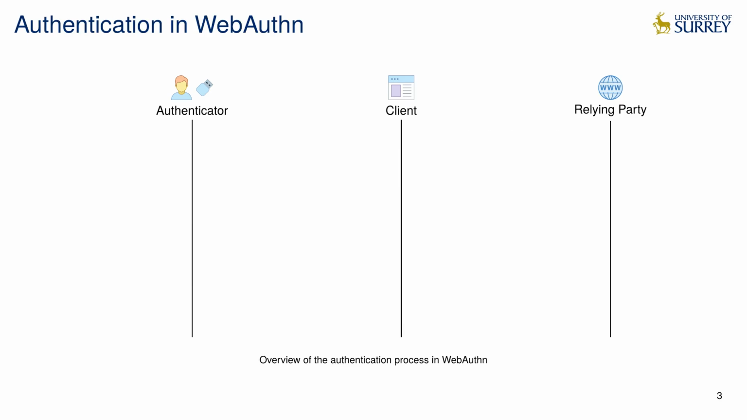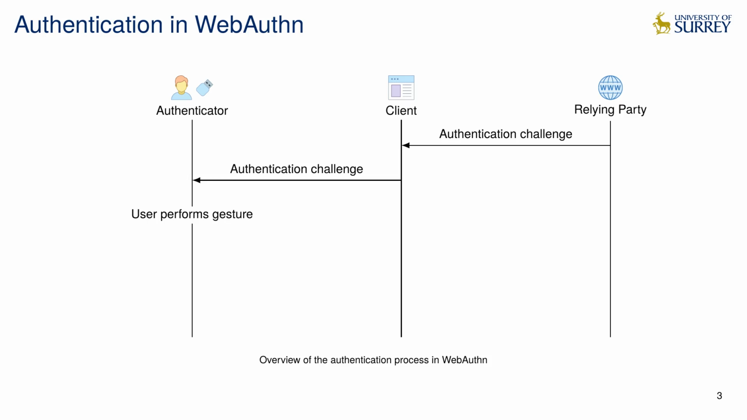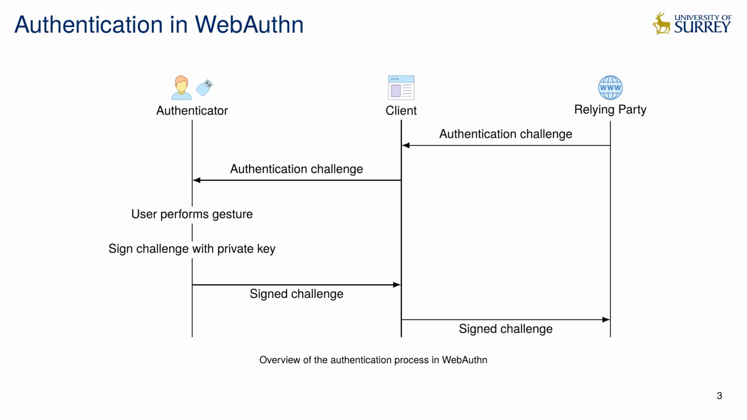To authenticate in WebAuthn, the RP sends a challenge via the client to the authenticator. The user performs the necessary gesture on the authenticator, which then signs the challenge with the private key, which corresponds to the public key registered earlier. The completed challenge is then sent to the RP, which verifies it.